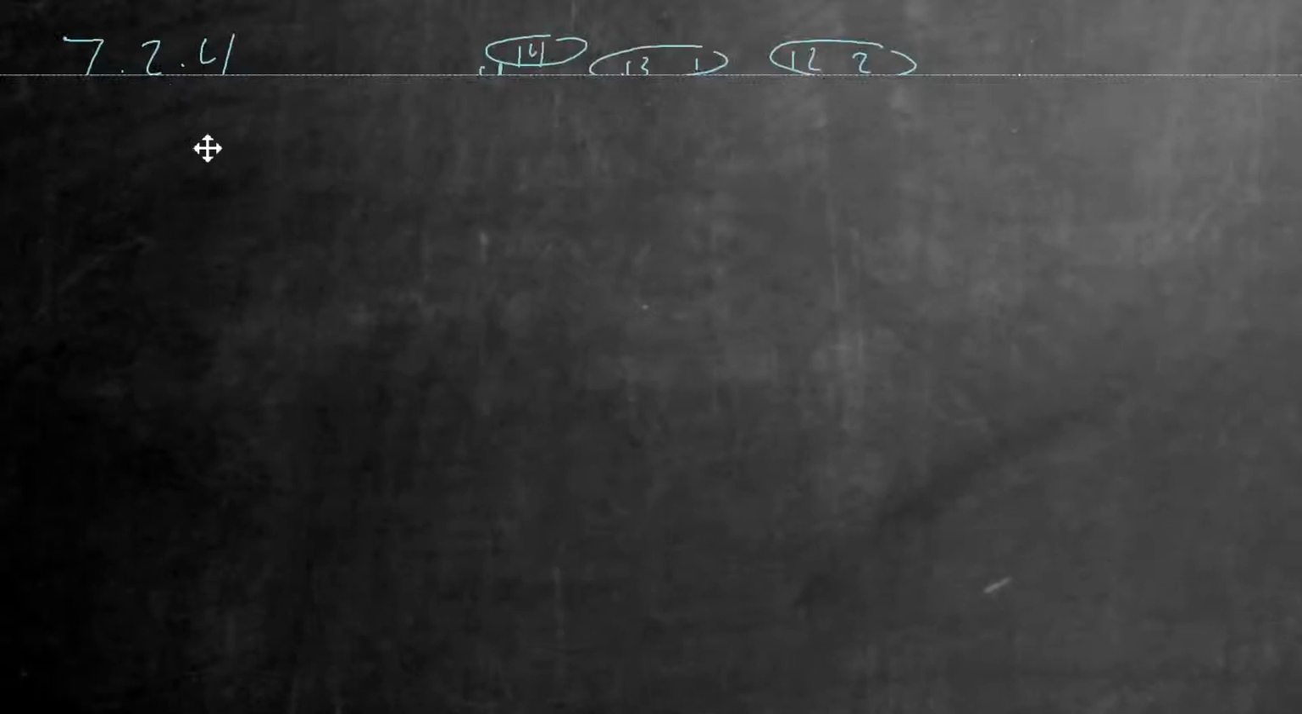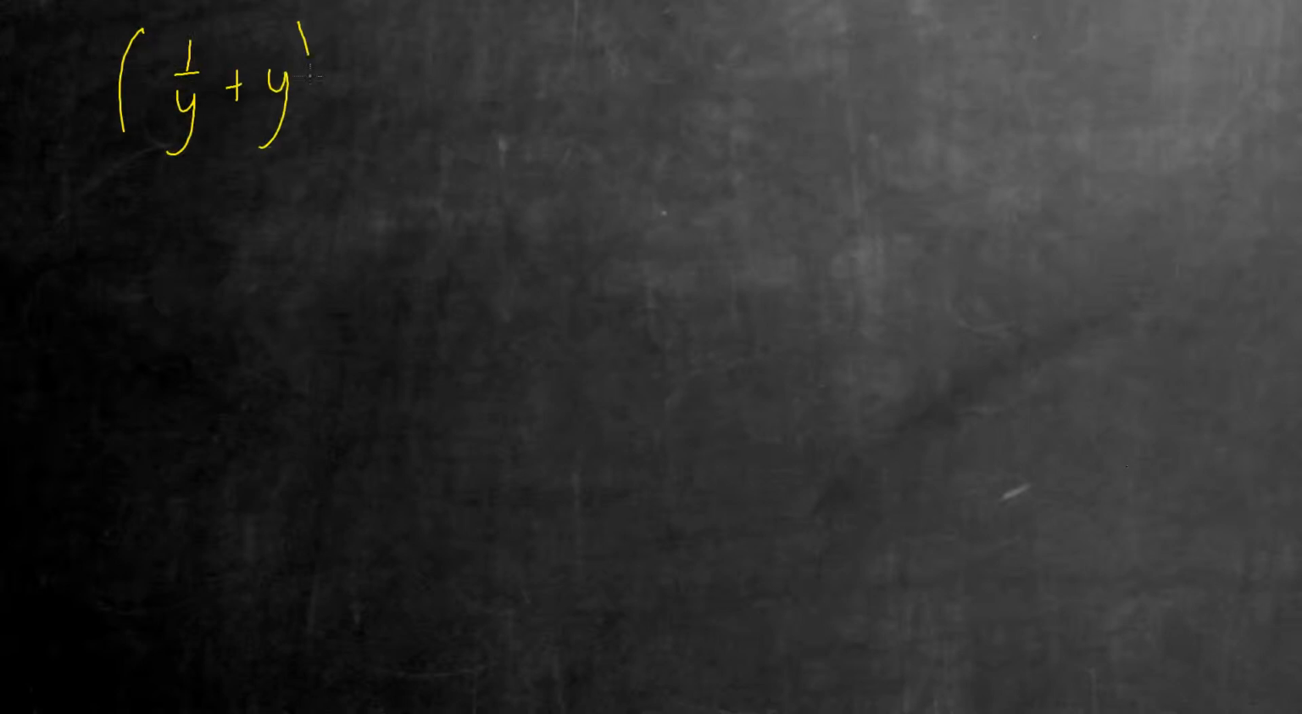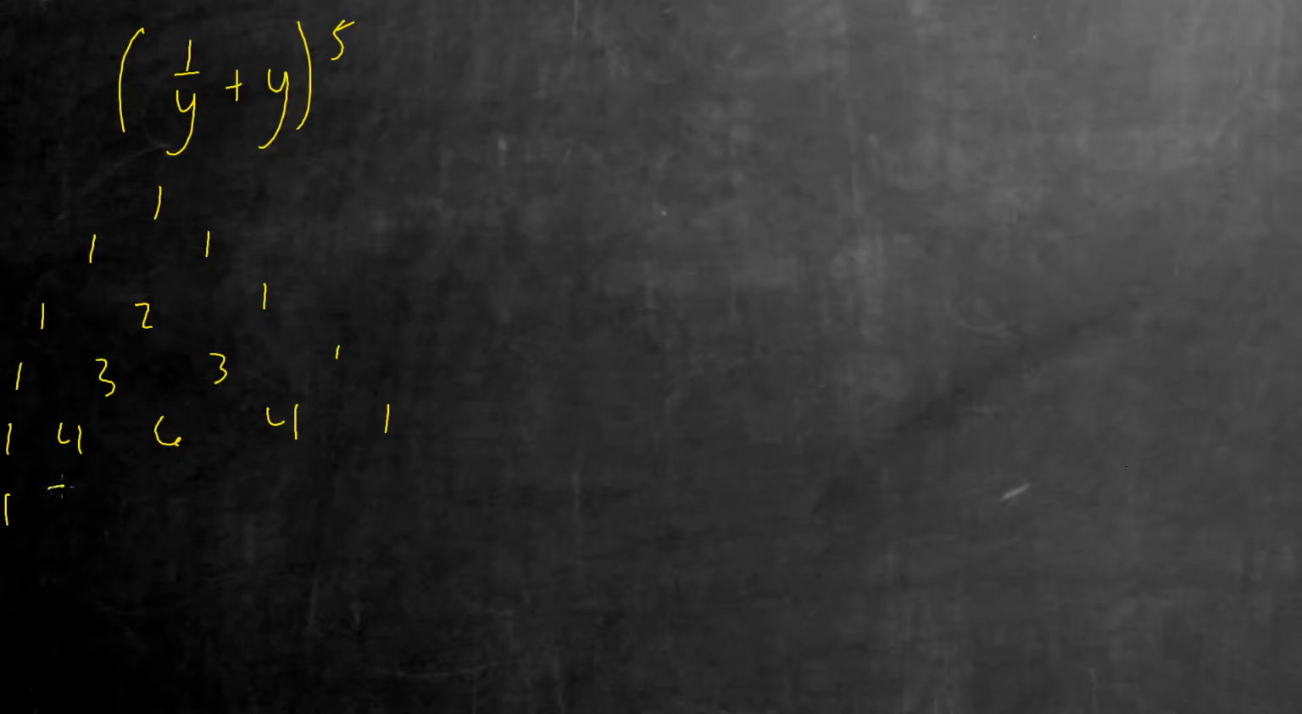Then let's look quickly at number 1. One over y plus y to the 5th power. So our Pascal's triangle, 5th line, is right here. 1, 5, 10, 10, 5, 1.